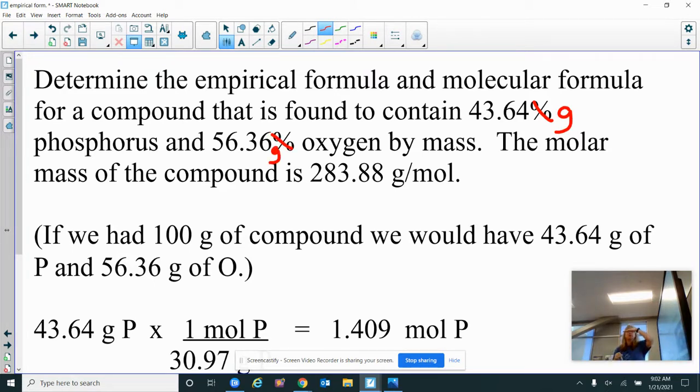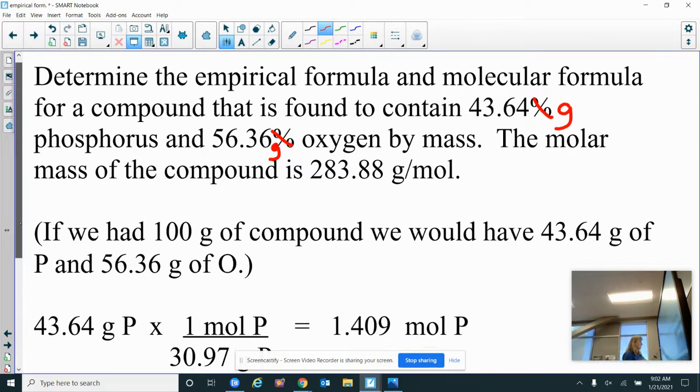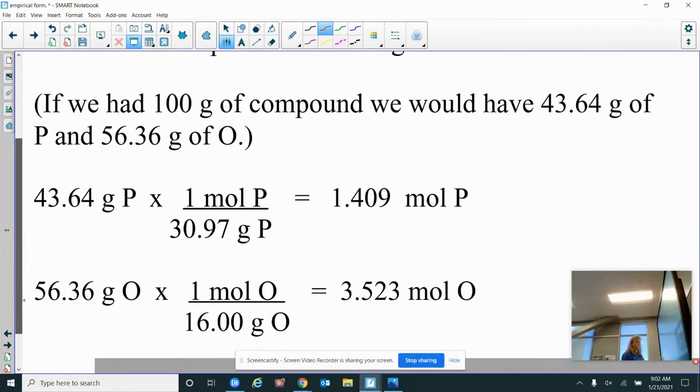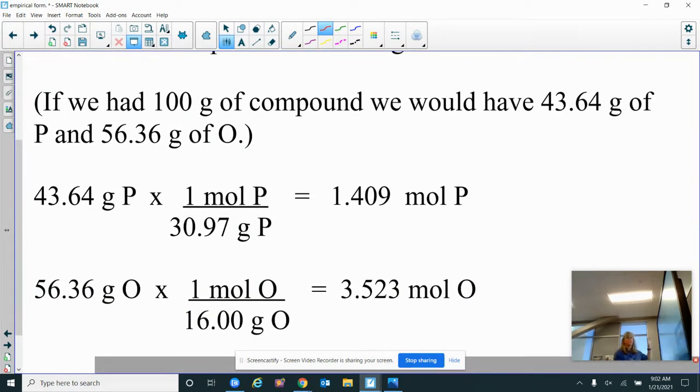All we care about is the ratio of them to each other. It doesn't matter how much of the compound we have. Always 43.64% of it will be phosphorus. Okay, so just make those percents grams, and we're going to get the ratio. So just like before, you can't do anything with grams. You have to be in moles. So we have to convert from grams to moles with molar mass.